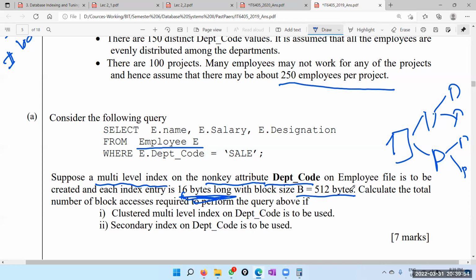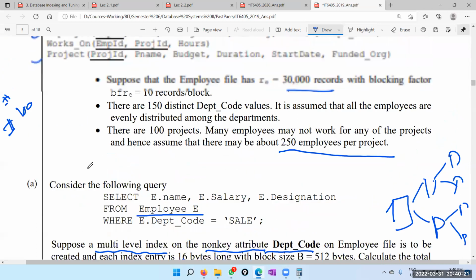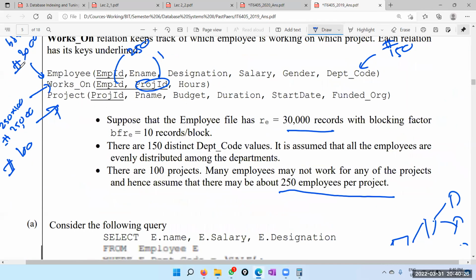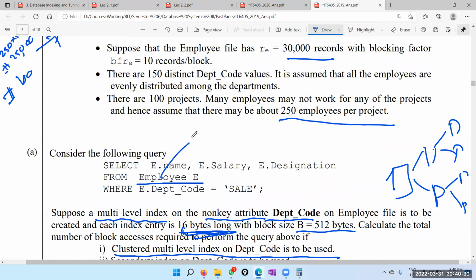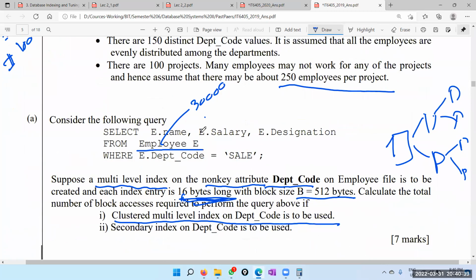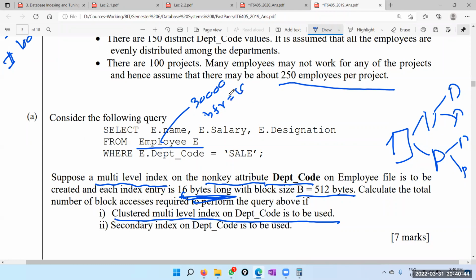Okay, let's first look at that. So, a clustered multi-level index. I thought it was an easier question, but it is also fairly challenging now. I thought they were just asking about the number of records. No. So for the employee, how many records will be there? 30,000, and the block factor is 10. BFR is 10, 10 records per block. This is for the master table, the block factor.